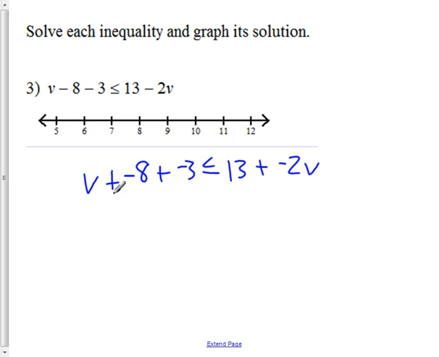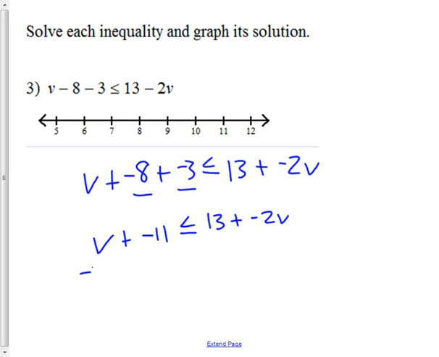Okay, first thing I'm going to do is combine like terms. I do have some things on the left-hand side that I can combine. Nothing over here on the right. So let's go v plus negative 11 is less than or equal to 13 plus negative 2v. Alright, so for the sake of doing this problem, I'm going to go ahead and move this v. I know normally we would get rid of the smaller one, but just for this problem, I am going to move this one just to show we can do it either way.